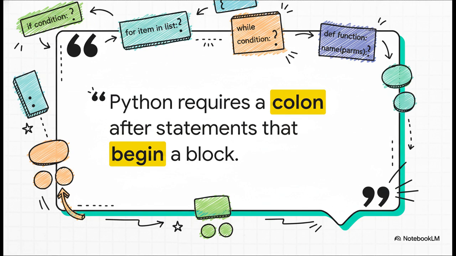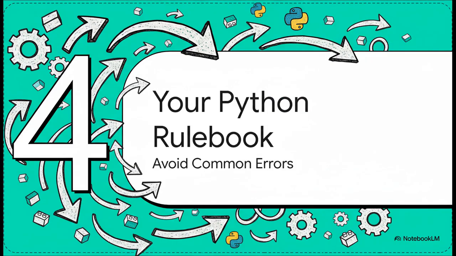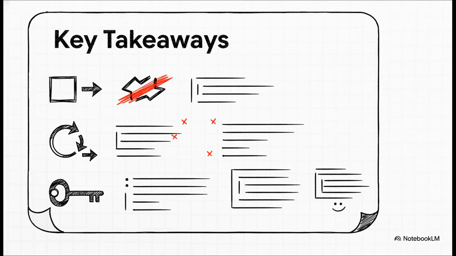It's basically you telling the Python interpreter, hey, get ready, the code that belongs to this statement is coming up next. Okay, so we've seen the problems, we've felt the frustration, so how do we actually avoid them? Let's put everything we've talked about into a simple, straightforward rulebook you can use to write much cleaner, error-free code right from the get-go. So here's your cheat sheet.